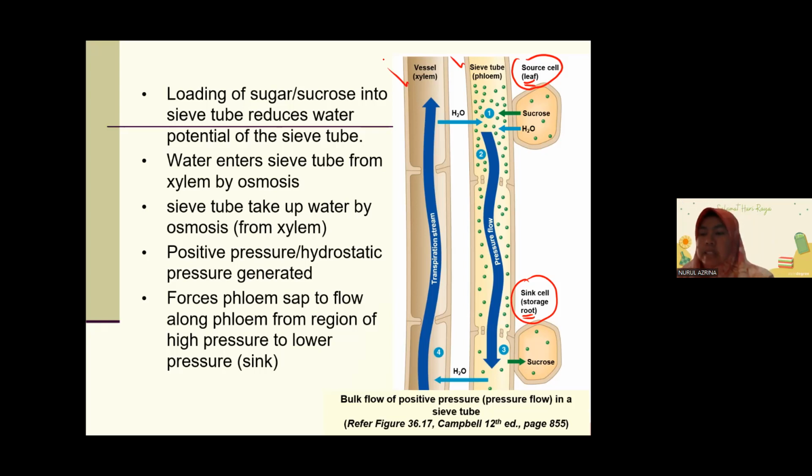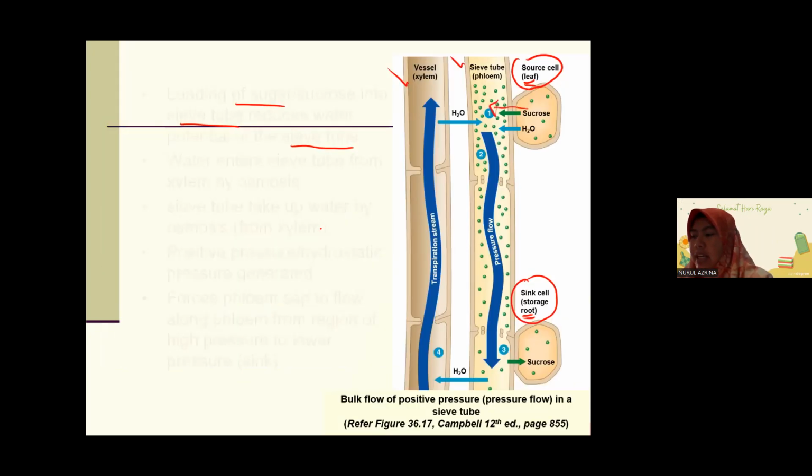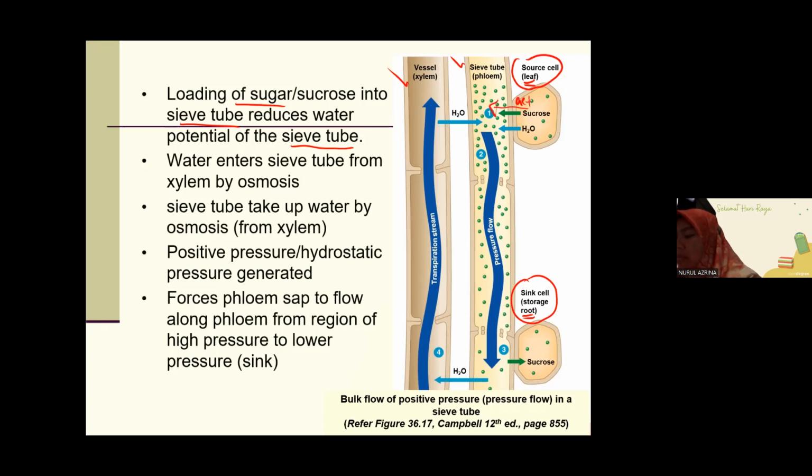First things first, the loading of sugar or sucrose into the sieve tube will reduce the water potential of the sieve tube. Remember, sucrose will be transported into the sieve tube via active transport, as we have learned just now. Next, we have accumulation of sugar here in the sieve tube. So the loading of sucrose into the sieve tube will lower the water potential of the sieve tube.